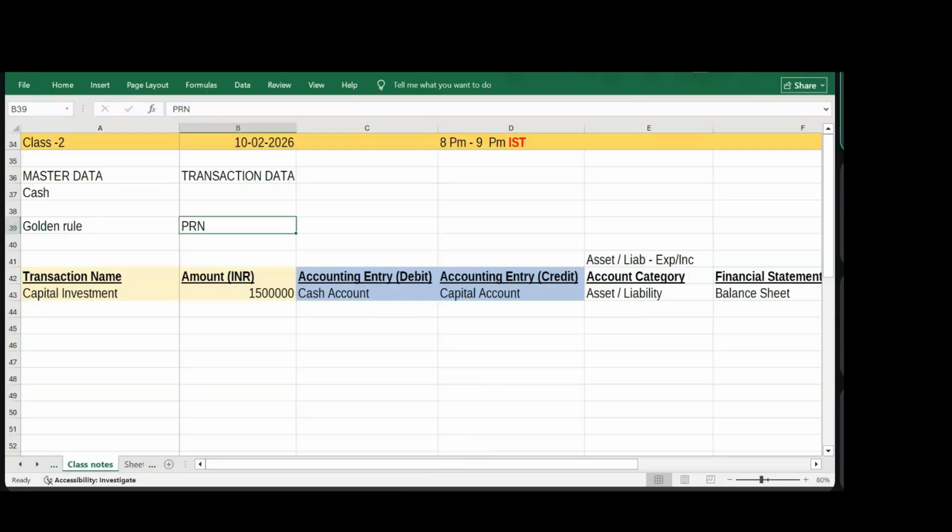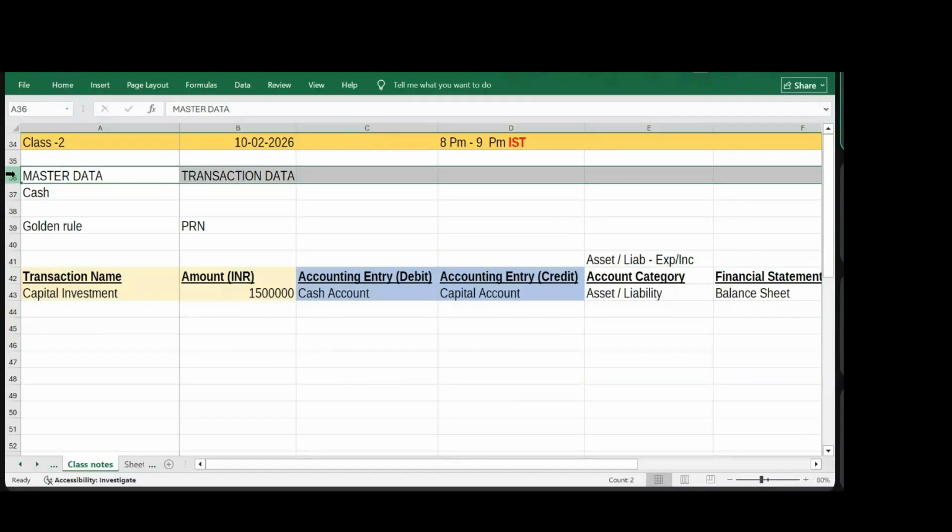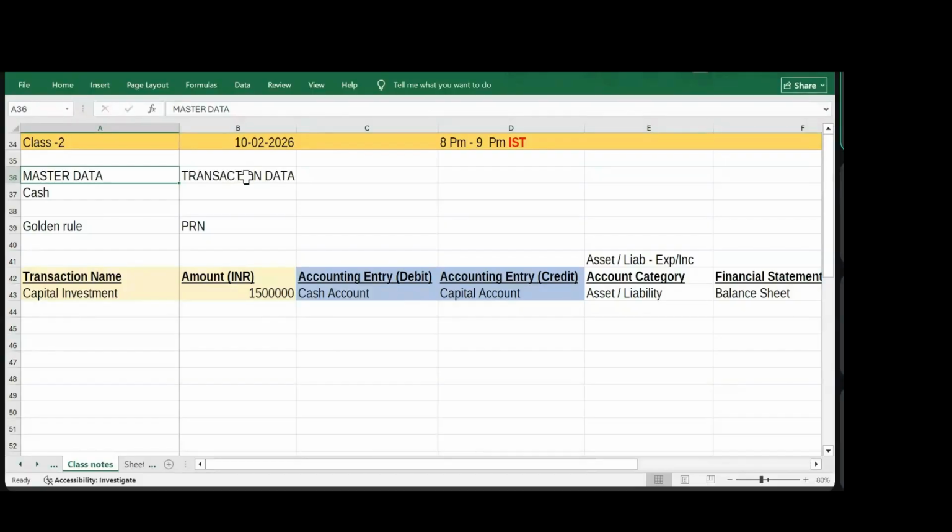Now, what I'm trying to do today is a very basic small scenario where we will assume that we have started a business and how we are going to take it forward up to the balance sheet. A very small, simple example I have prepared here. And whenever we speak about accountancy or the entries that need to be made, we have something called master data and transaction data.